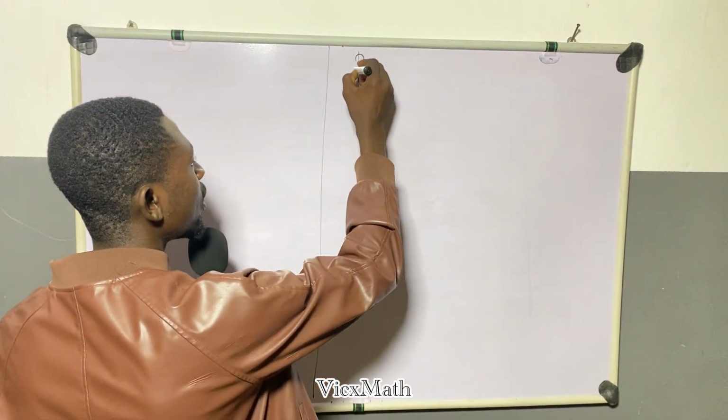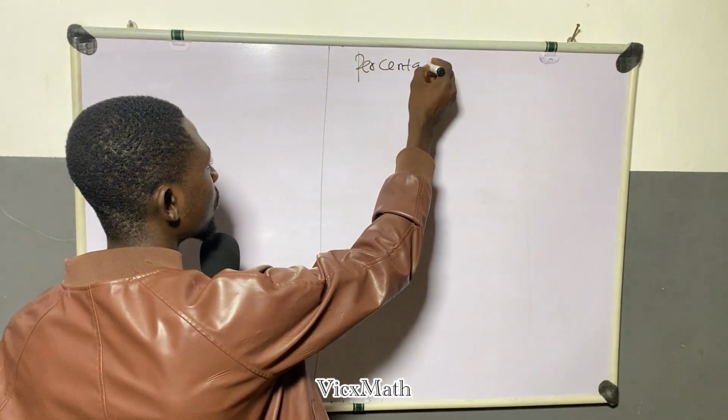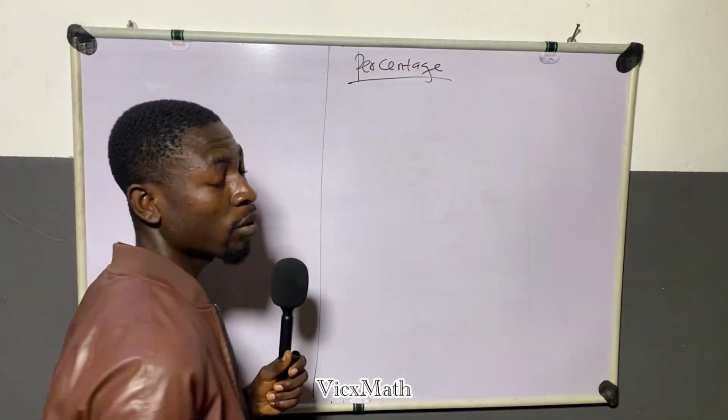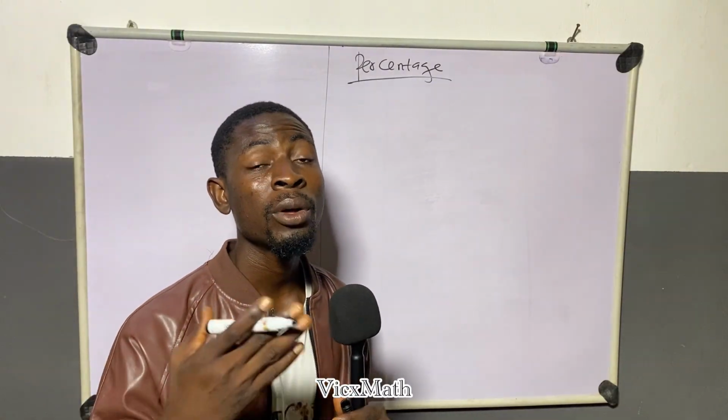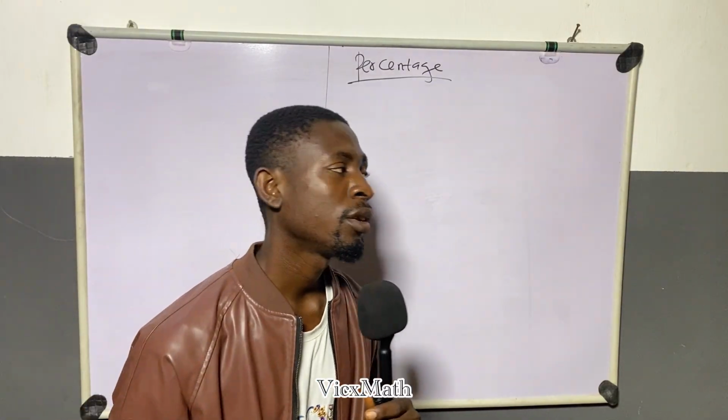Let's look at percentage. No need to say mathematics because whatever I'll do here is mathematics. So let's look at percentage. Percentage is actually a number per 100. Per 100 means all over 100. You understand what I'm saying?